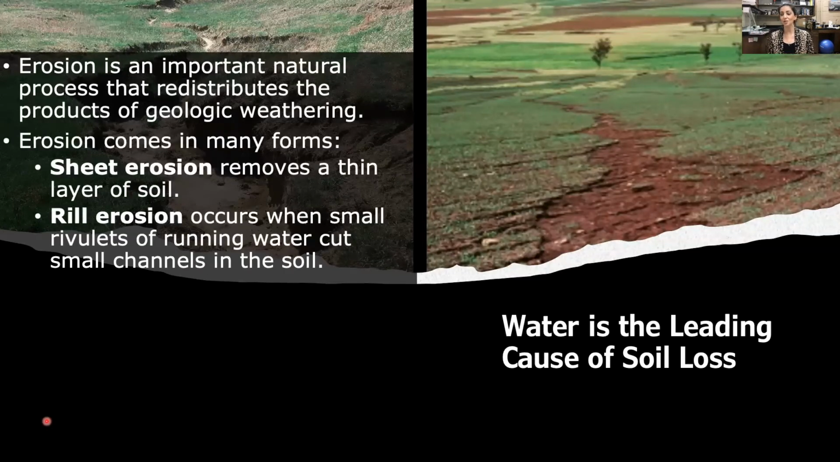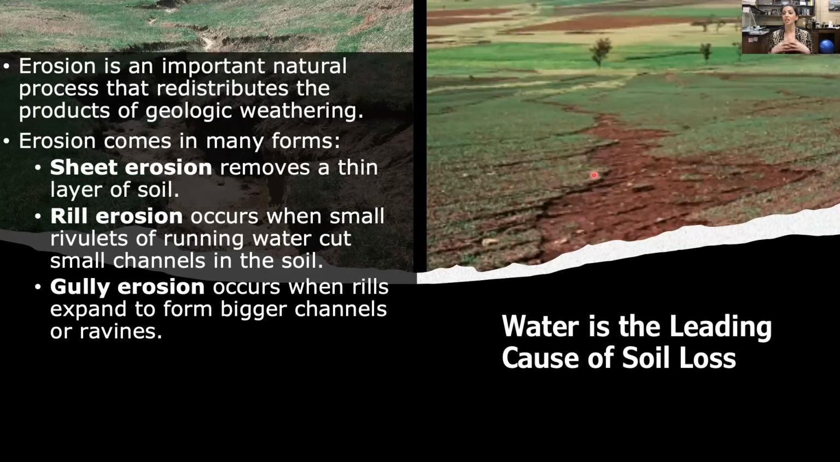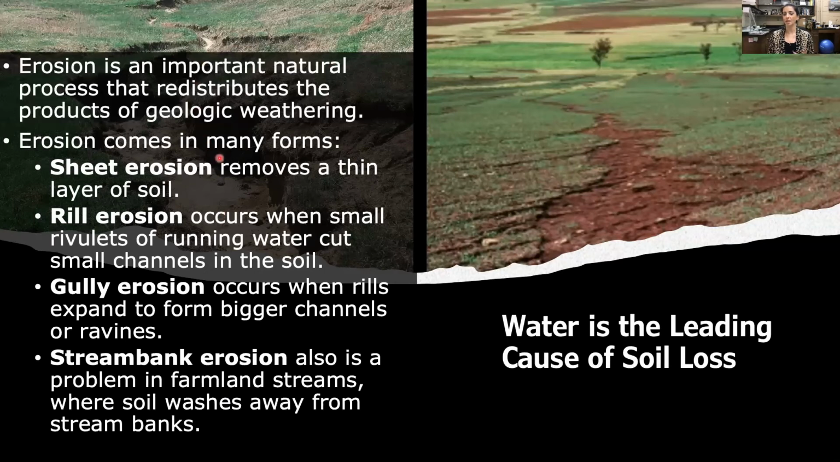You can have sheet erosion, which removes a thin layer of soil. You could have rill erosion, which occurs when small rivulets of running water cut small channels in the soil like this. In addition, you can have gully erosion, which is going to form bigger channels and even ravines, something that's depicted in the image behind this text here. And then finally, you can have stream bank erosion. That's also a problem in farmland streams where soil washes away from the banks of a stream.